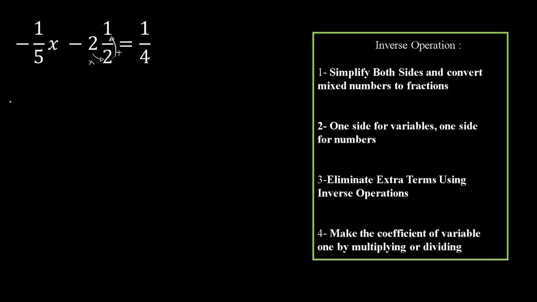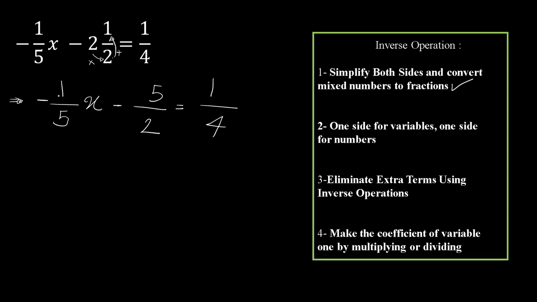So I'm going to have, I expect you to know that, of course, minus 1 over 5 x minus 2 times 2 is 4 plus 1 is 5. 5 over 2 is equal to 1 over 4. So I did this part.